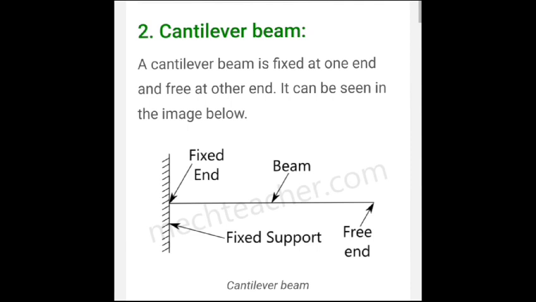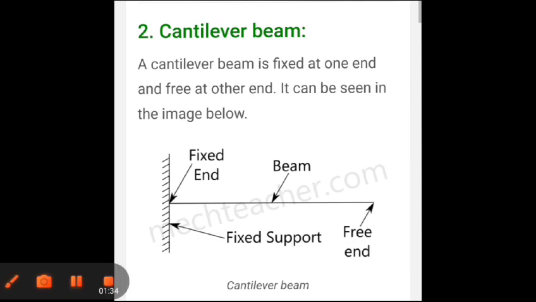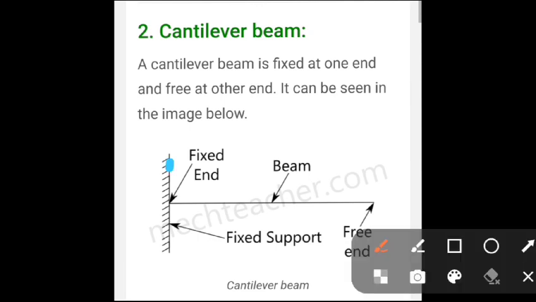Cantilever beam. A cantilever beam is fixed at one end and free at the other, and it can be seen in the image below. This is the one end which is fixed, and this is the other end which is free. This is known as the cantilever beam.